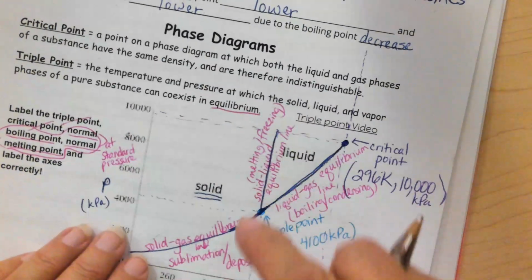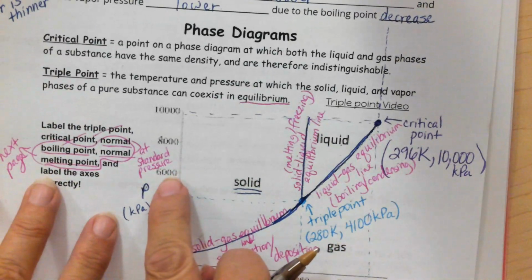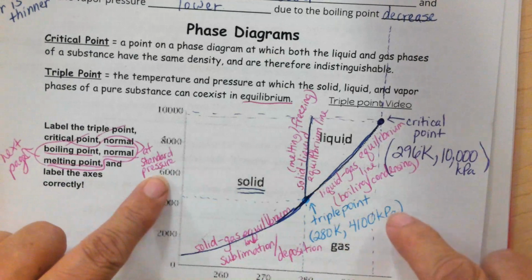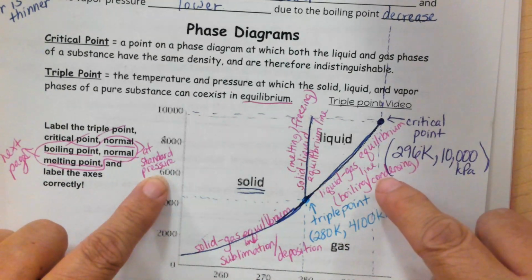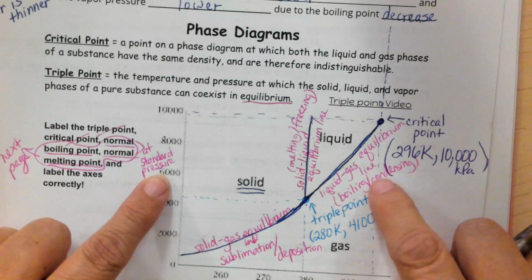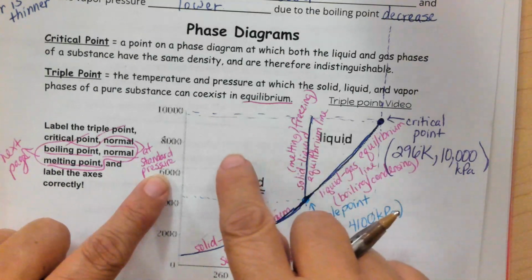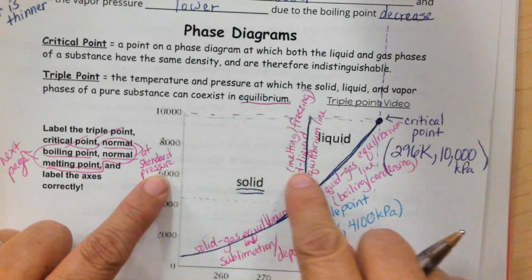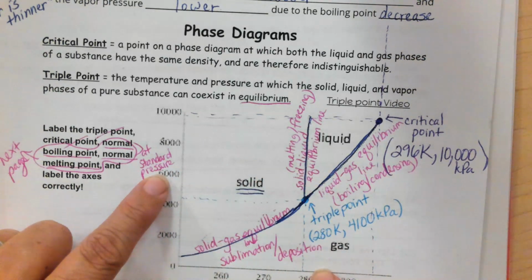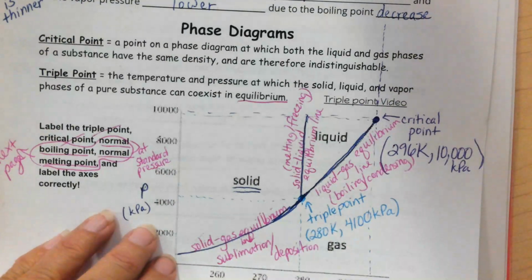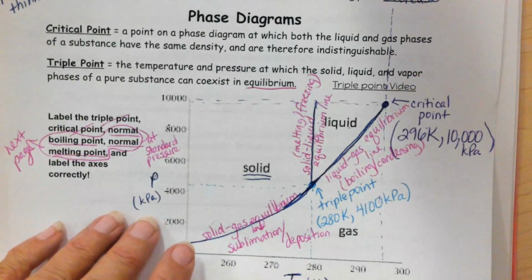Now, I can ask you at any point, like, hey, if I'm at 6,000, we'll say kPa, and a temperature of, let's just say 295, what phase am I in? Oh, I'm a gas because I'm way out here. Now take that temperature down to 260. Hey, I'm a solid. Or maybe right here at 290, I'll be a liquid. So you can have lots and lots of different questions about phase diagrams. So that's why we'll practice a lot on our worksheets.